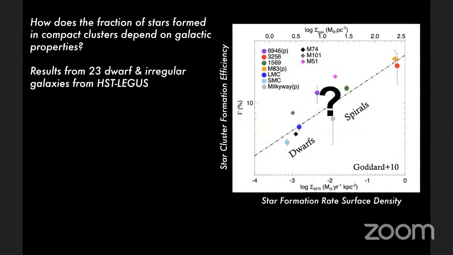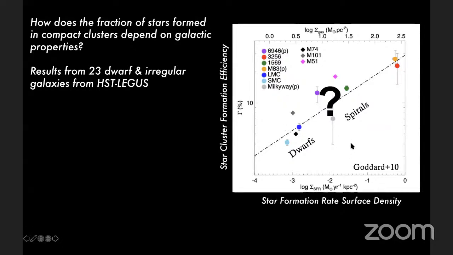Now, with LEGIS, Dave Cook and I have studied 23 dwarf and irregular galaxies to investigate whether the fraction of stars formed in compact clusters, plotted on the y-axis, depends on galactic properties, such as the star formation rate density, as you see on the x-axis, when averaged over the disk. So it might be expected, as previous work has shown, that the higher the star formation rate and gas density, the higher the cluster formation rate will be.